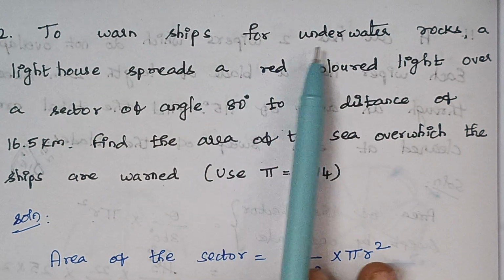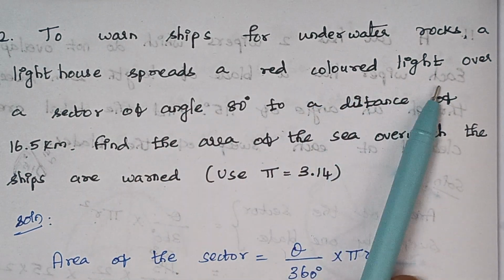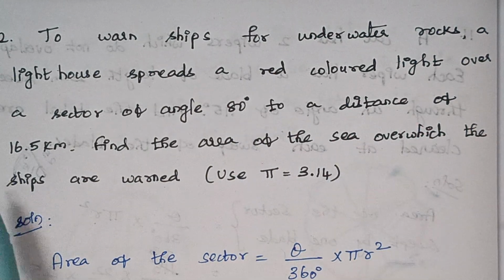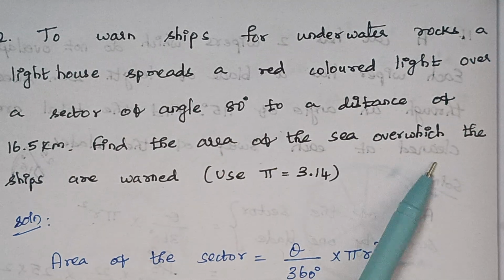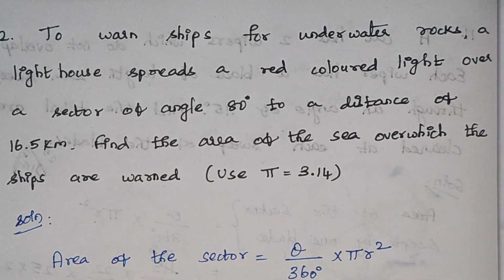To warn ships of underwater rocks, a lighthouse spreads a red colored light over a sector of angle 80 degree to a distance of 16.5 kilometer. Find the area of the sea over which the ships are warned. Right, here the pi is 3.14.